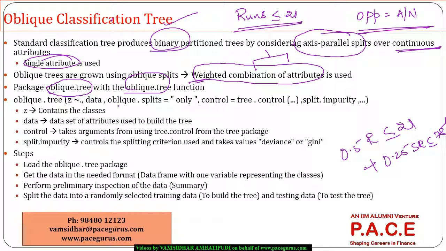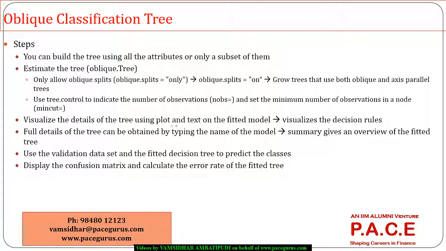Now when we look at something more regarding this, we have the classes, we have the data, the control I can specify, especially the maximum depth and all those things. The split impurity also I can specify, whether I want a deviance or a Gini. We will try both of them. And coming to the steps of the implementation, we are loading the appropriate package. We have already loaded it. We got the data, did some kind of inspection, and split the data into training data as well as testing data. Now let's go ahead in terms of building.